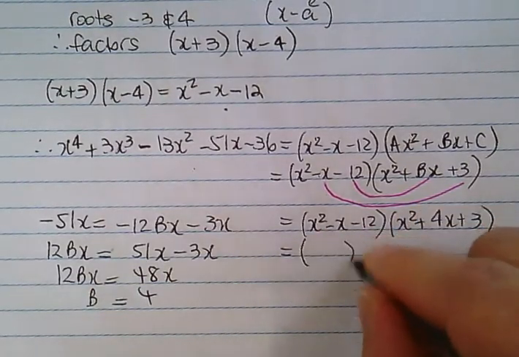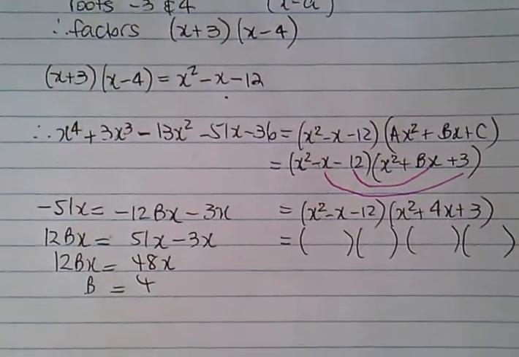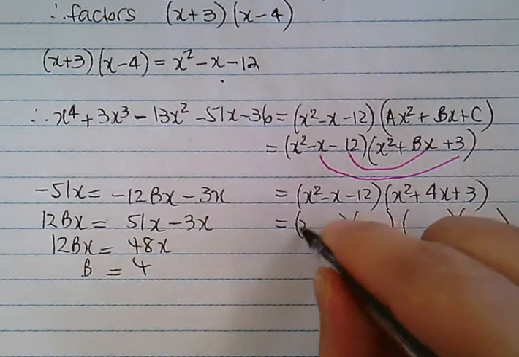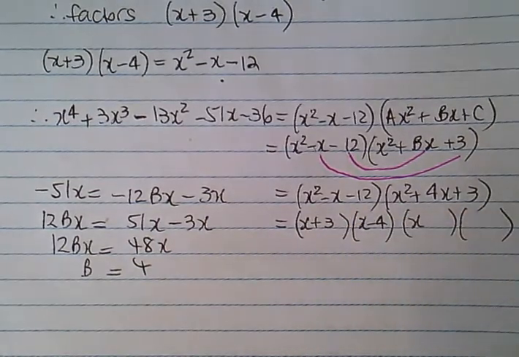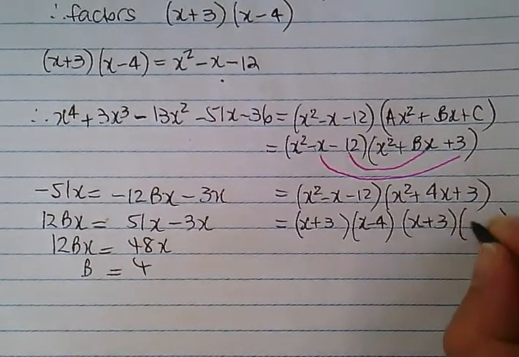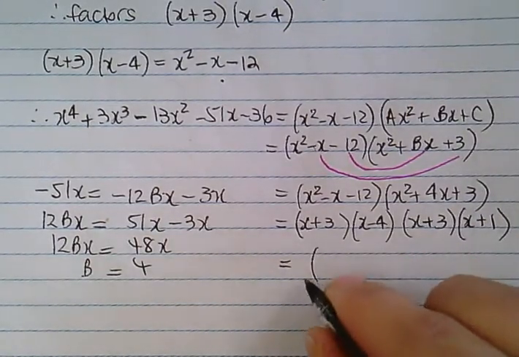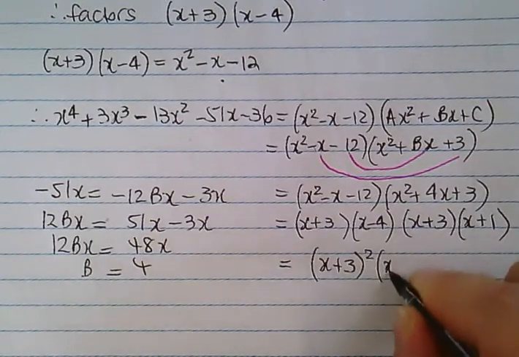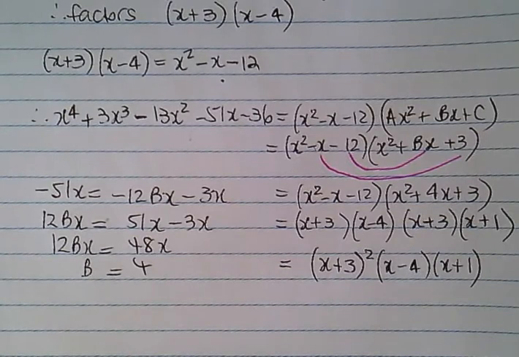And the first one's already been factorized for you. And the last one's nice and easy to factorize as well. So the first one was already factorized to be (x + 3)(x - 4). And the second one, easy. Two numbers that multiply to give 3 but add up to give 4 are +1 and +3. So you can write it as a double root: (x + 3) squared times (x - 4) times (x + 1). And geez, even if you wanted, you could graph it.